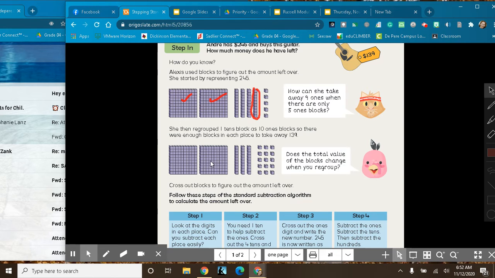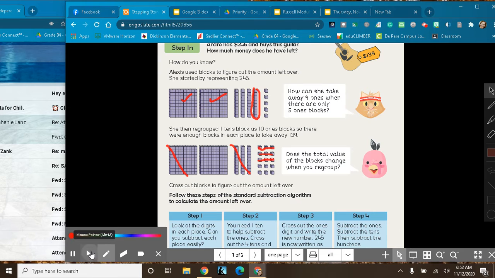245. So if you wanted to take away 139, you would take away 1, and you would take away 3, and you would take away 9. So that would be 3, 6, and a 9. And so does that change your answer because you regrouped? No, your answer is 106 that is left over.